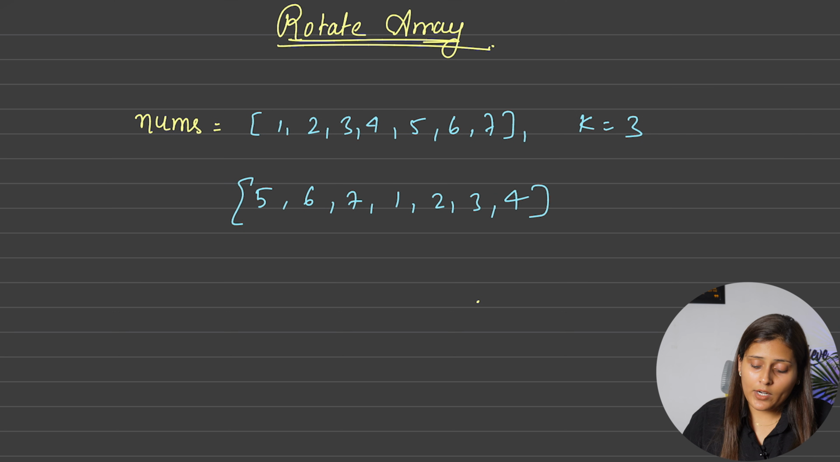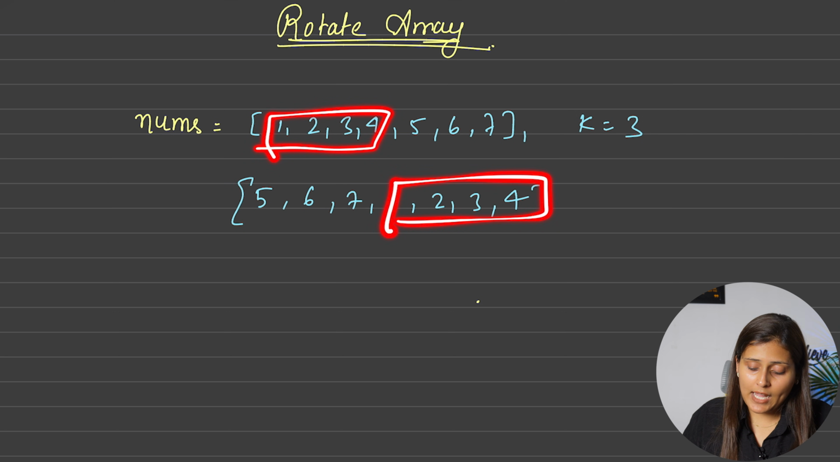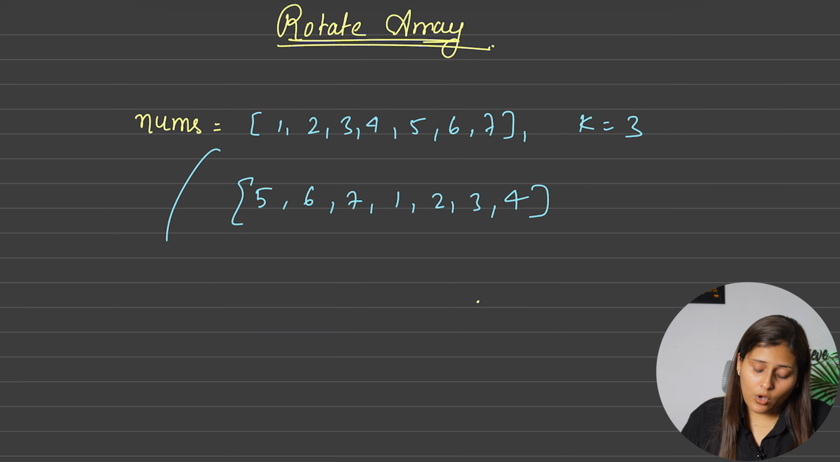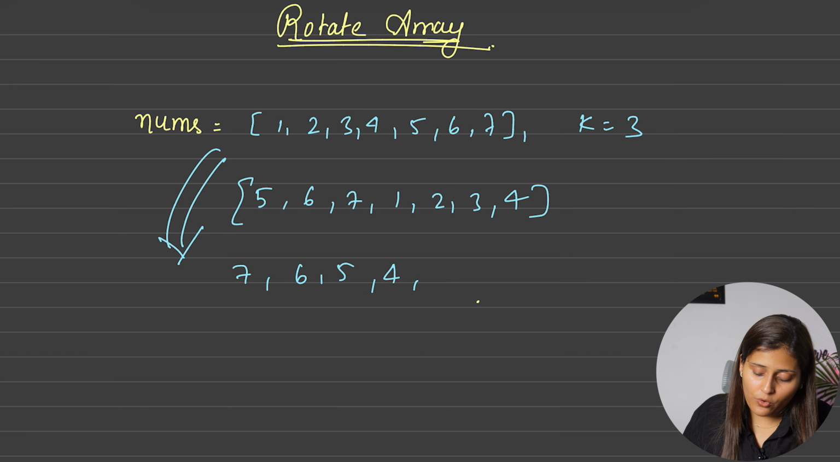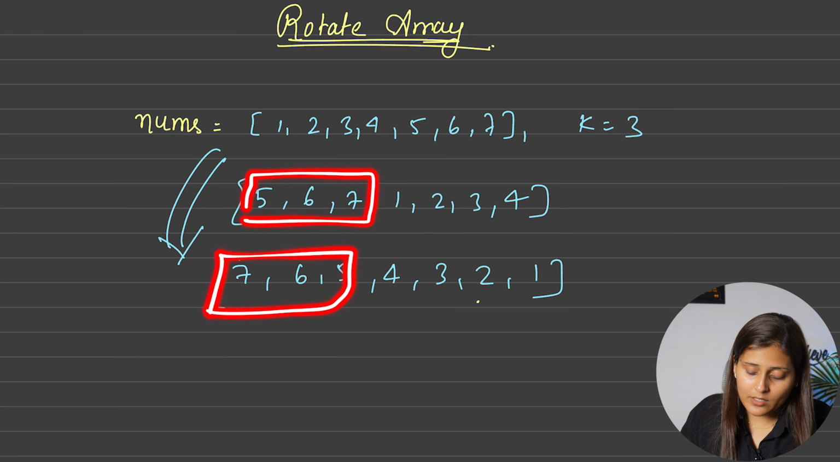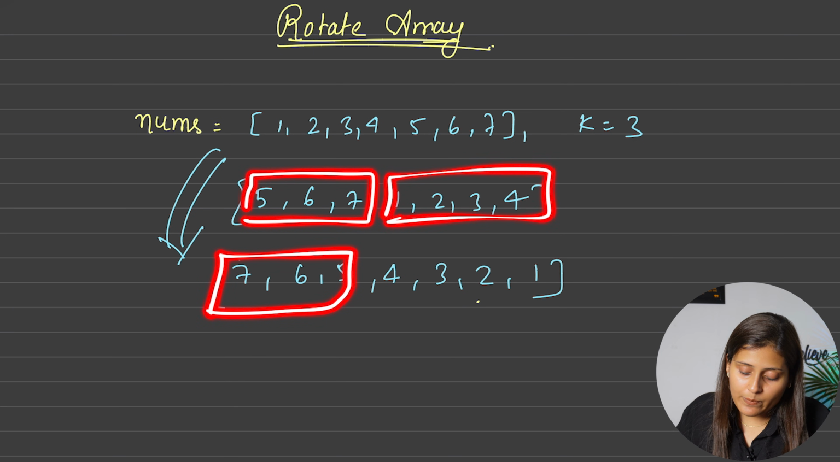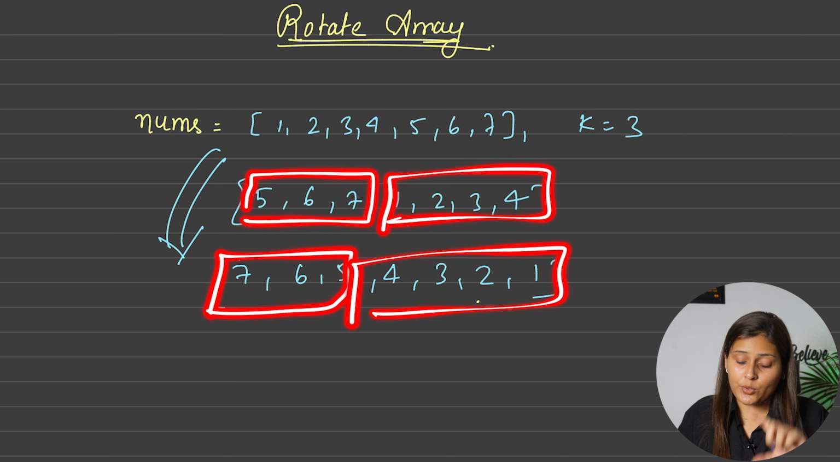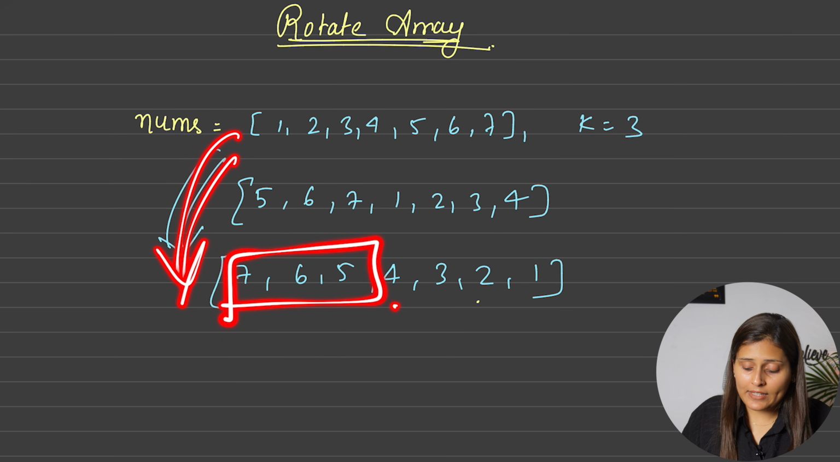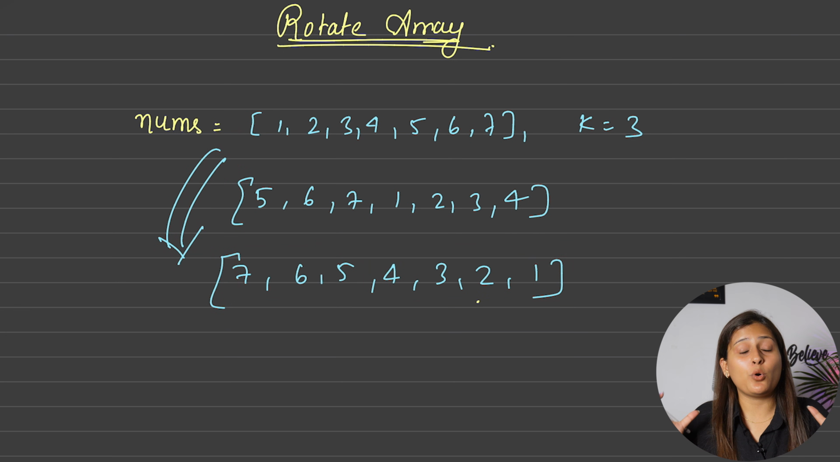Okay, we have to return our answer like 5, 6, 7, 1, 2, 3. What we saw is that 1, 2, 3, 4 has been shifted here, and 5, 6, 7 is here. If you rotate the entire array, the entire array will become 7, 6, 5, 4, 3, 2, 1, correct? And if you look, don't you think this part and this part are nothing but again rotations? So after fully reversing, you can rotate this half and then rotate that half, and it will become the original array.